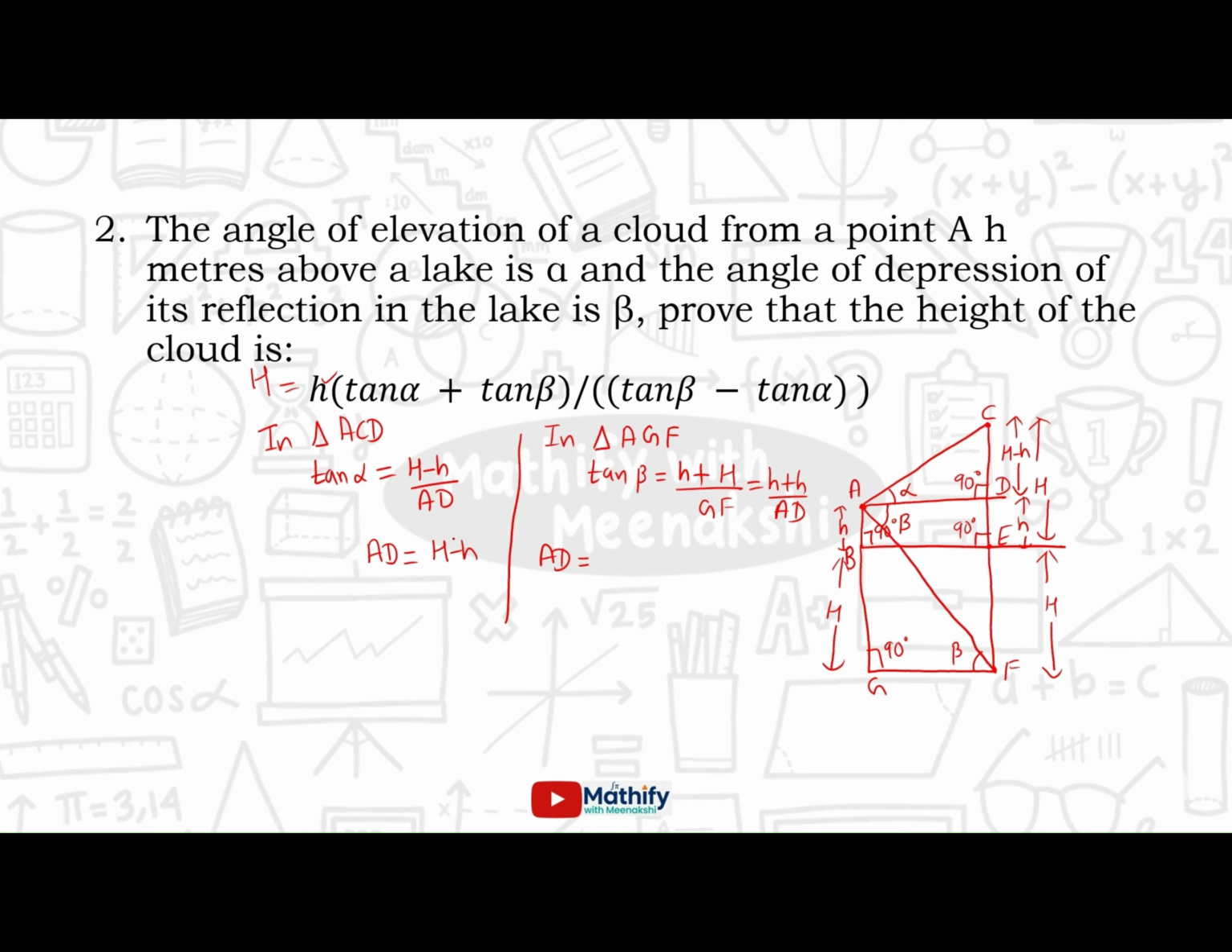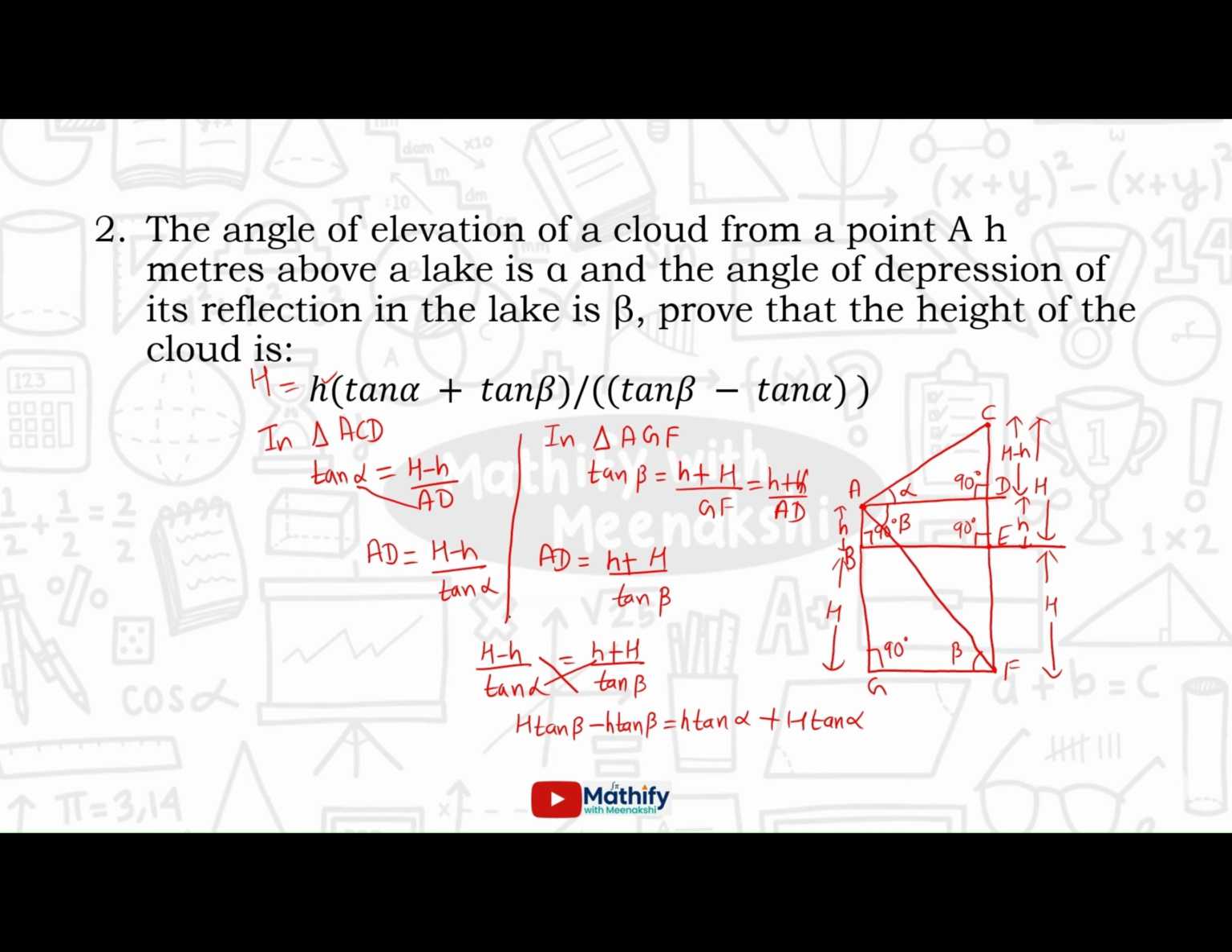So AD is, if you just interchange these two, (H minus h) by tan alpha, and here (H plus h) by tan beta. Now because both are AD, we can equate them. (H minus h) by tan alpha is equal to (H plus h) by tan beta. Now we'll do cross multiplication. That means H tan beta minus h tan beta is equal to H tan alpha plus h tan alpha.